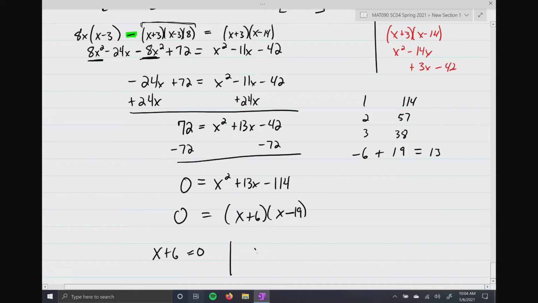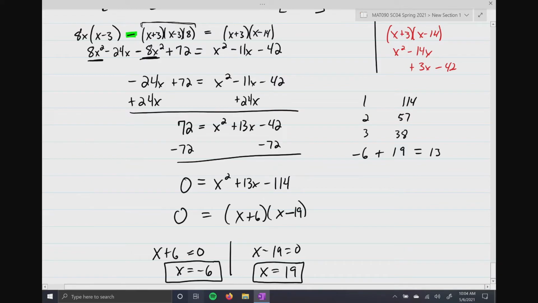So, I set each one of these equal to 0. X equals negative 6. And x equals 19. And I know from here I don't have to worry about excluding solutions or anything like that, because neither problem was 3 or negative 3.